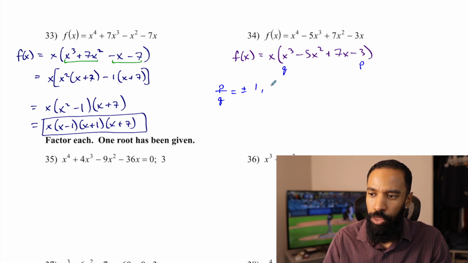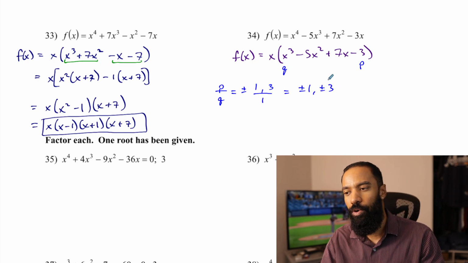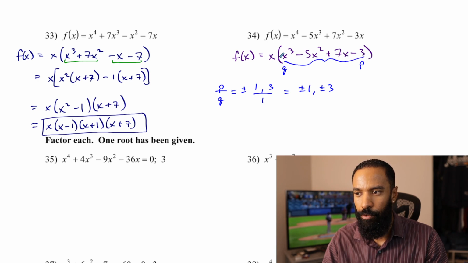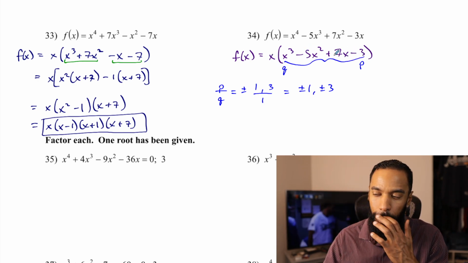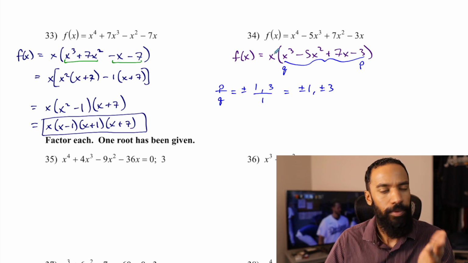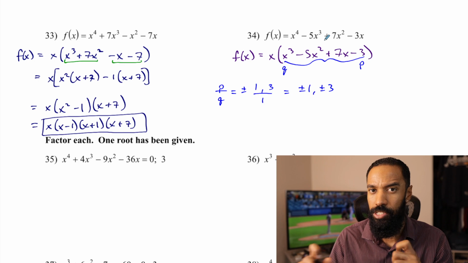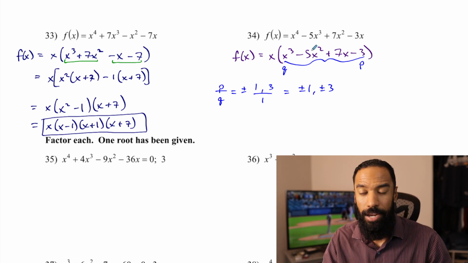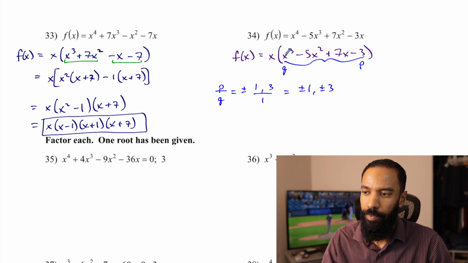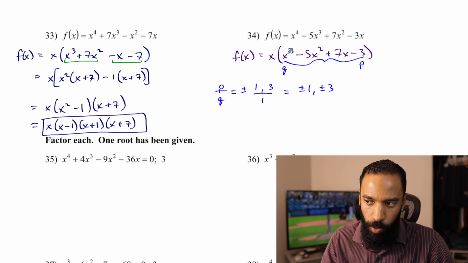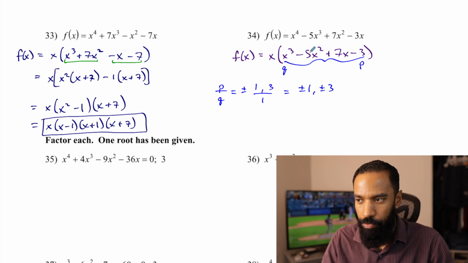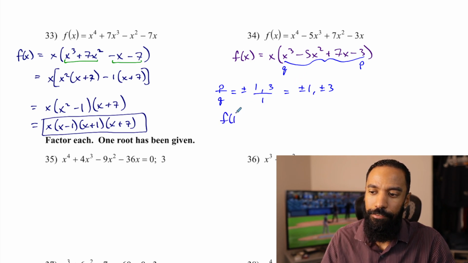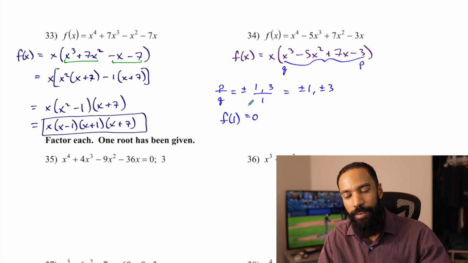Positive or negative 1 and 3 divided by positive or negative 1, which is plus or minus 1, and plus or minus 3. We're going to test these four values into just here. I don't care about the whole x to the fourth. I just want to look at these ones right here, because this is where x is 0. We're not solving, by the way. We are factoring. I'm trying to see if there's anything else I can factor rationally. So I'm going to test 1 into here. Plugging in 1 is 1 minus 5 plus 7 minus 3. So 1 minus 5 is negative 4, plus 7 is 3, minus 3 is 0. So 1 is a root. If 1 is a root, then x minus 1 is a factor, right?